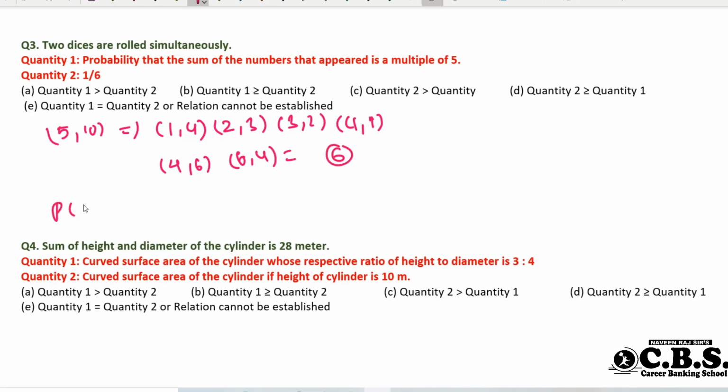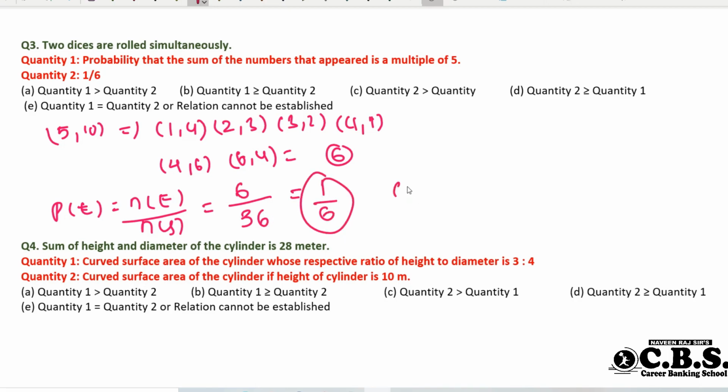So probability of E is equal to N of E by N of S. How many dice are thrown? Two dice are thrown, so that is 36. This is 6, and 6 by 36 is nothing but 1 by 6. So quantity A is 1 by 6 and quantity B is also 1 by 6. Both are equal, so which option will you choose? Option E is the right answer.